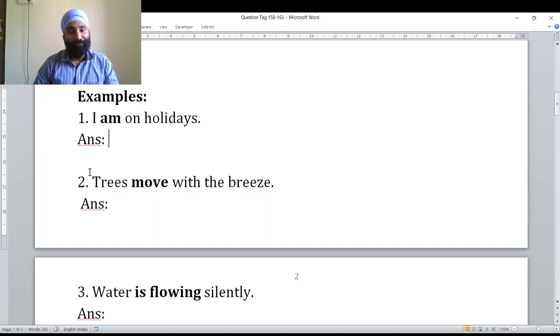First example, I am on holidays. This is a statement and here no action is there. This statement is showing the state of being. Am is used, but any ing form of verb is not used in the sentence. This is why it is a static sentence.